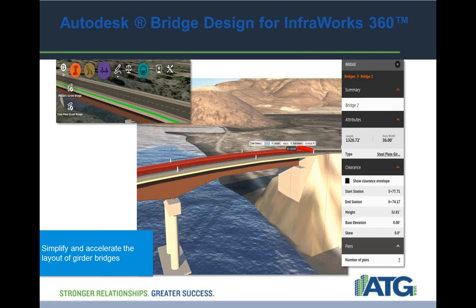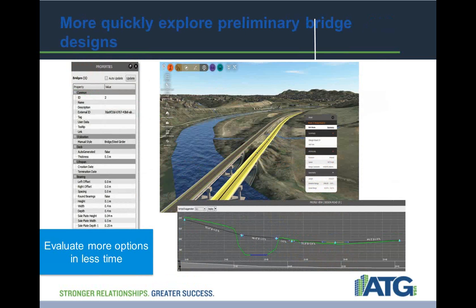Adding to the power of Infraworks 360, Autodesk Bridge Design software helps you more effectively explore preliminary bridge design options as part of your overall roadway designs by modeling and visualizing realistic civil structures in the context of the surrounding proposed site. Bridge design takes advantage of a robust, data-rich model and rules-based workflow to help you simplify, accelerate, and focus the layout of girder bridge design concepts, as well as to maintain consistent data between the highway and the bridge engineers. Let's take a little closer look at the bridge design module.